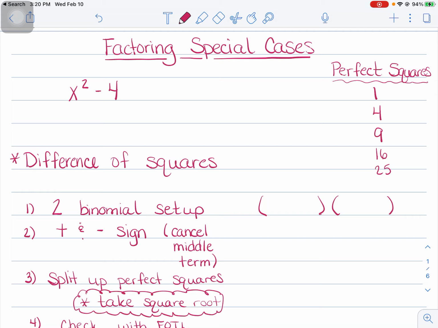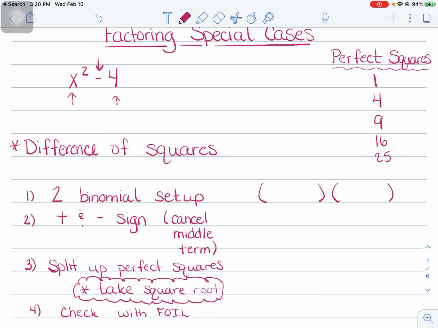The first thing we're looking at when we're doing a difference of squares is whether the first term is a perfect square and whether the last term is a perfect square. If it is, and it has a subtraction sign in the middle, then this is called a difference of squares. So immediately we set up our two binomials. Because there's no middle term, one of our signs is going to be positive and one is going to be negative. Because we have no middle term, the negative and positive cancel each other out.